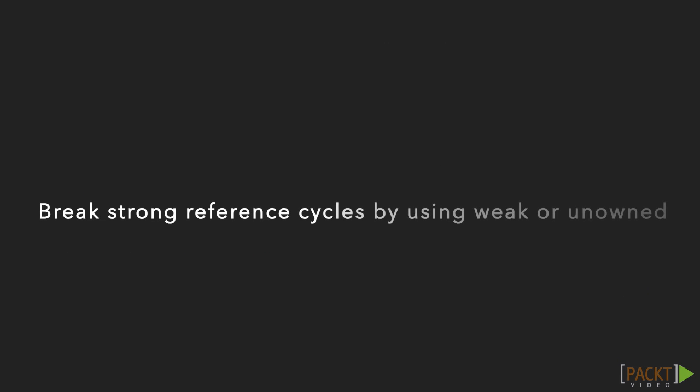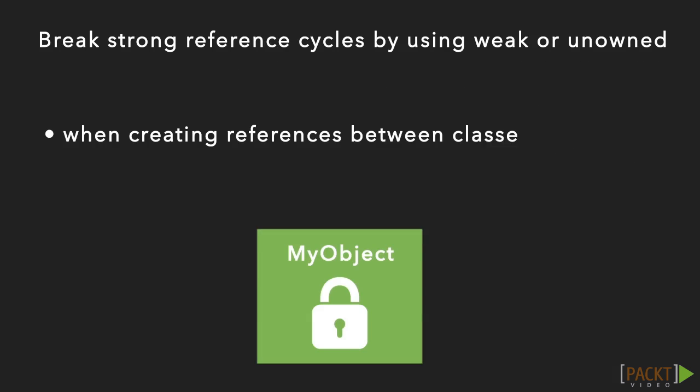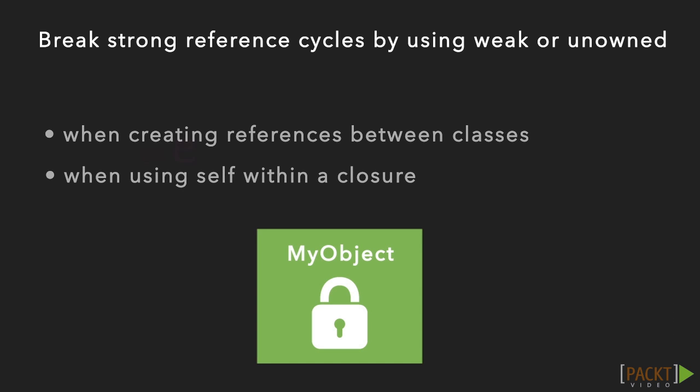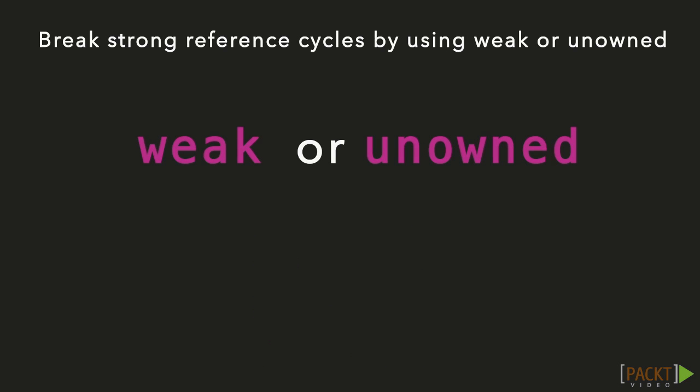3. Break strong reference cycles by using weak or unowned. We've covered this topic at length earlier in this section, but we'll briefly recap. When creating recursive references between classes, or when using self inside of a closure, make sure that you use the weak or unowned keyword to break the strong reference, allowing ARC to deinitialize your instance.